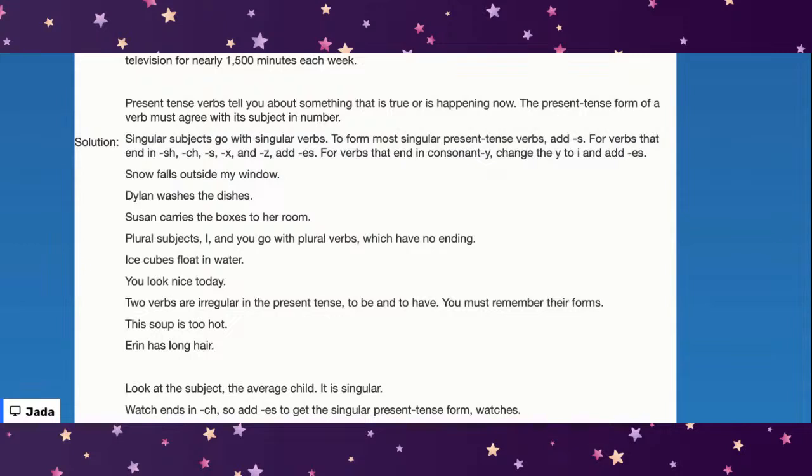Okay? So for the plural subject, you need to note that I and you go with plural verbs, which have no ending. Ice cubes float in water. You look nice today. They usually have no ending, nothing at all.